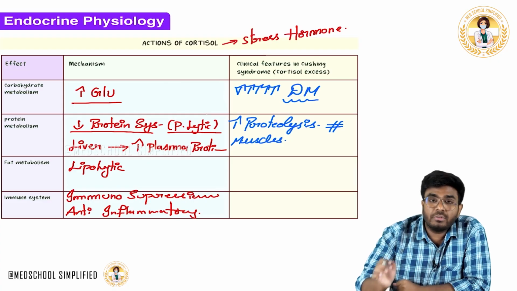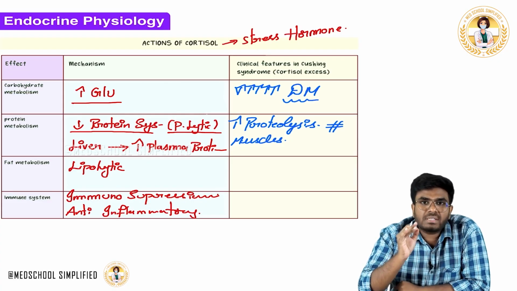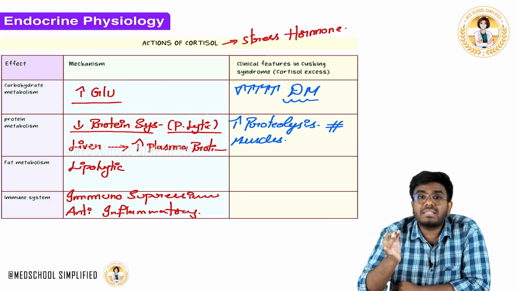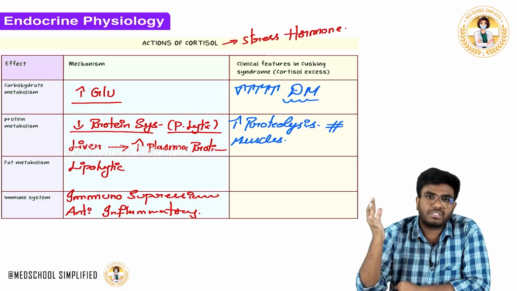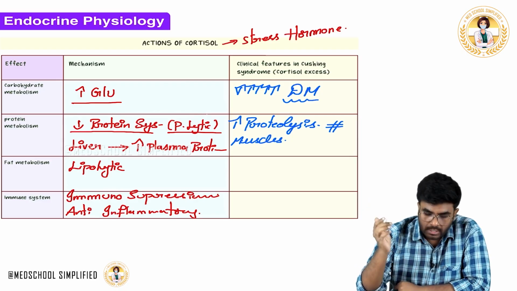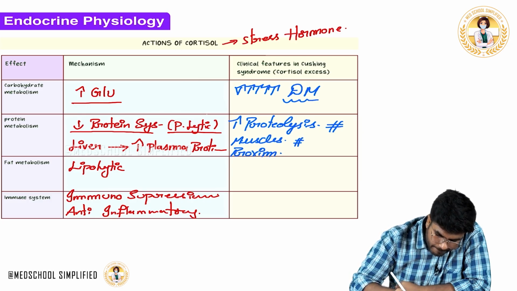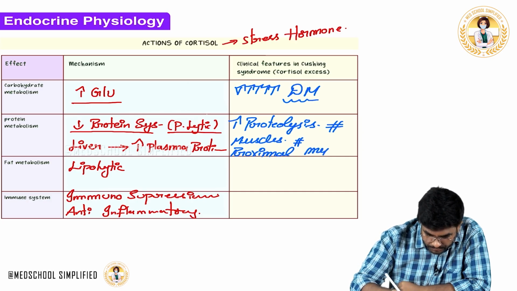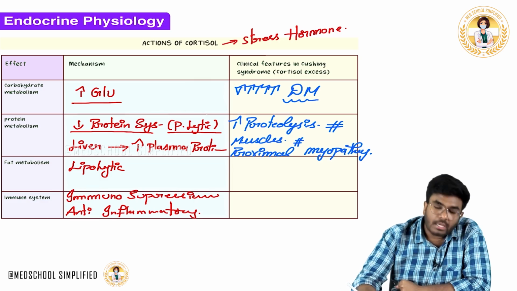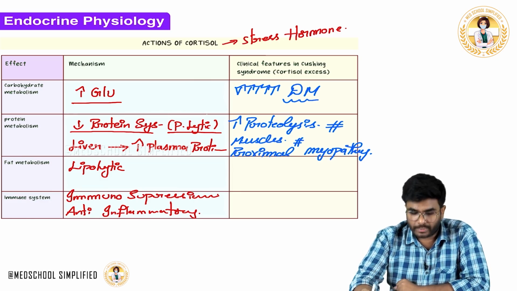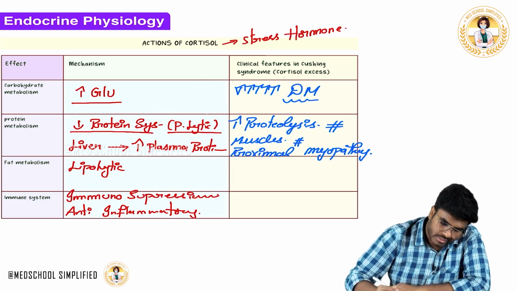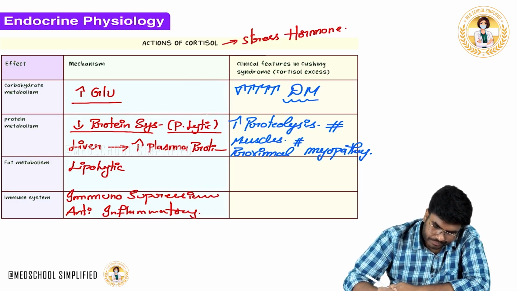So that will cause what? They will use this classical word, proximal myopathy. Why? Because the muscles are getting damaged because of the proteolysis. So in Cushing syndrome, there is proximal myopathy. Well and good. Now let's talk about the fat metabolism.